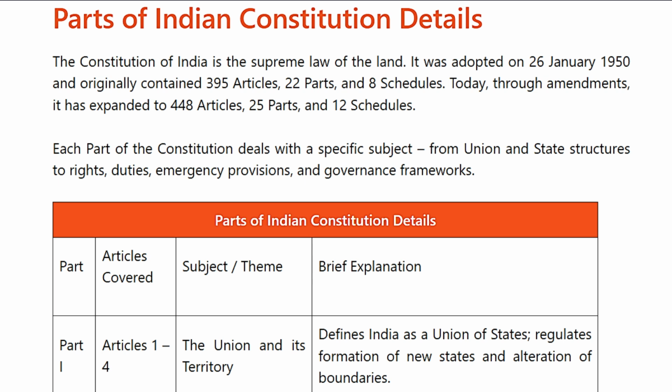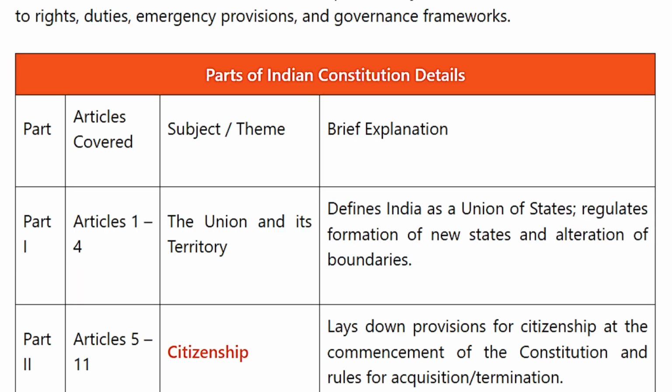Parts of Indian Constitution details. Part, articles covered, subject/theme, brief explanation. Part I, Articles 1 to 4. The Union and its territory. Defines India as a union of states, regulates formation of new states and alteration of boundaries. Part 2, Articles 5 to 11. Citizenship. Lays down provisions for citizenship at the commencement of the Constitution and rules for acquisition/termination.